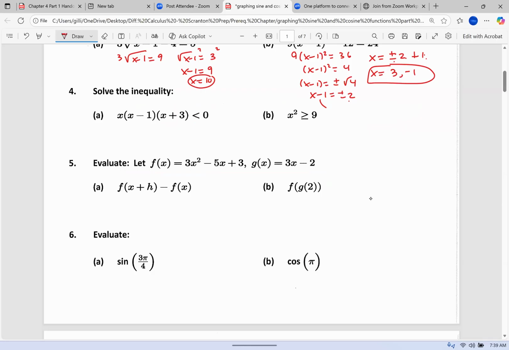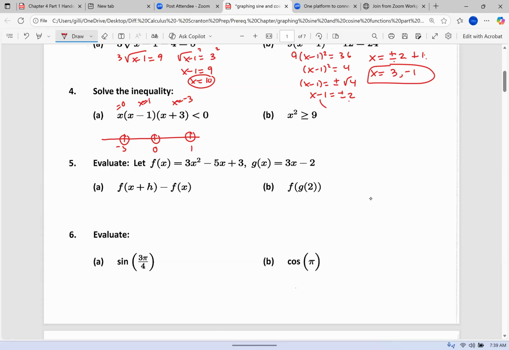Over here in number 4, we've got to do the number line test. It's an inequality. It's already set to 0, and it's already factored, which is pretty nice. So my critical points are 0, 1, and -3. So -3, 0, and 1. Everything's an open circle because there's no equal to.